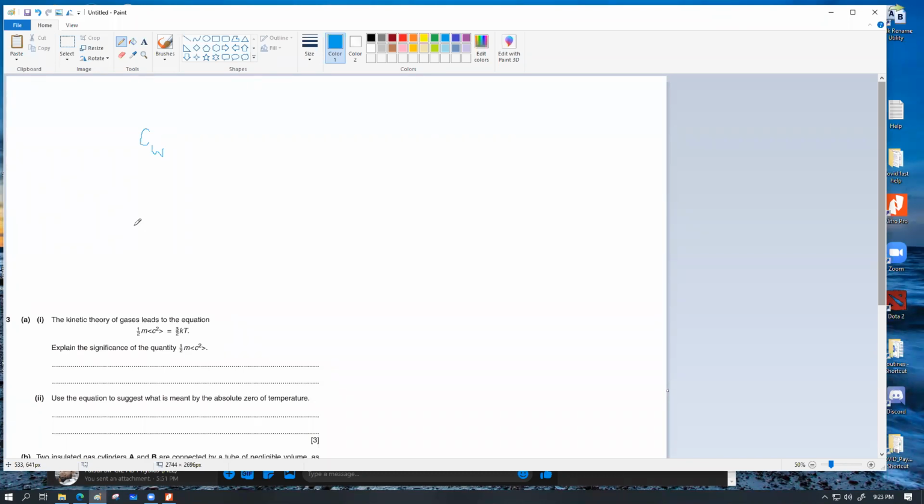Below this, write specific latent heat of melting of ice equals 3.4 into 10 to the power, wait, the value is actually 336000. 3.4 into 10 to the power what? It will be 5, right? Yes, 3.4 into 10 to the power 5 joule per kg.